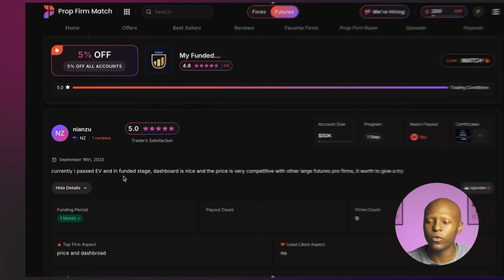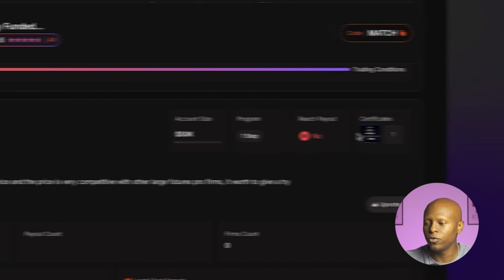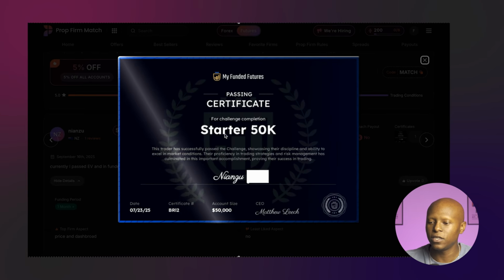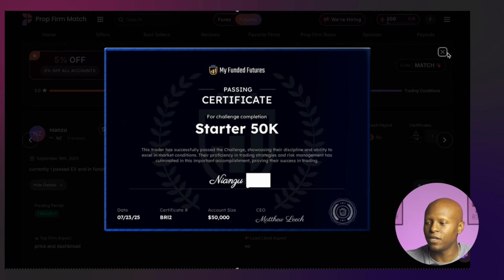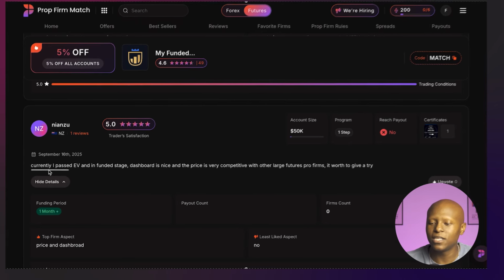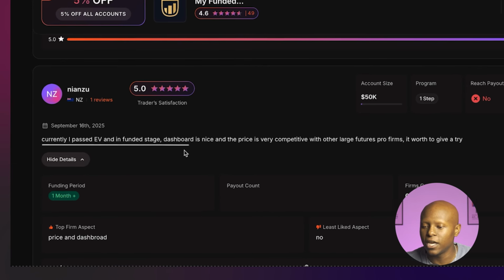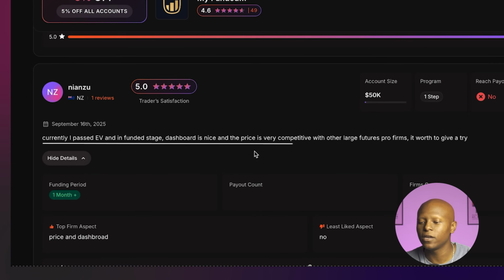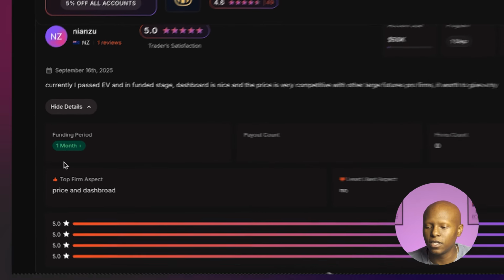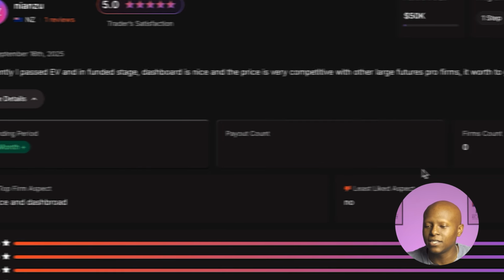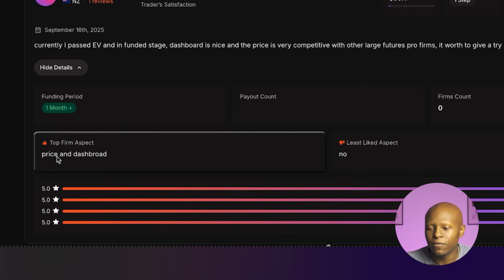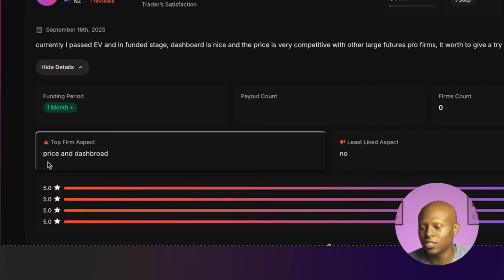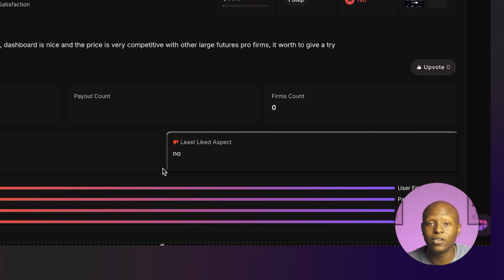Now let's take a look and see what another trader had to say. Nianzu here rated My Funded Futures a 5.0. You can come over here to the certificate. You can see that he was funded with a 50K account. He said, "Currently I passed the EV and in funded stage. The dashboard is nice and the price is very competitive with other large futures prop firms. It's worth giving it a try." You can see he's been funded for 1 month and has not received a payout yet. The top firm aspect is the price and the dashboard, and the least liked aspect, literally nothing.